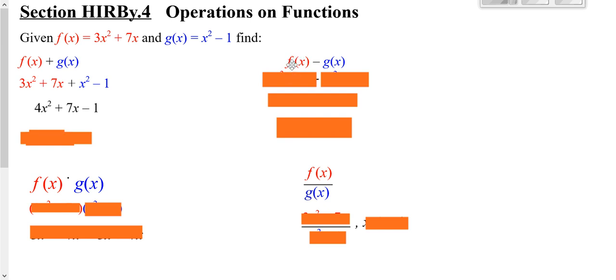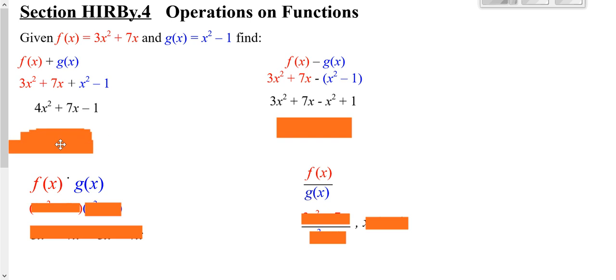Over here, we're taking our red f and we're subtracting our blue g. So we'll write it that way. However, because we're dealing with subtraction and the order in which you subtract makes a difference, we need to put parentheses around our whole g function. Then we could distribute through that negative into the blue, and then we could go ahead and collect like terms. 3 of the x squareds minus 1 of the x squareds is 2 of the x squareds. Then just bring down the rest of your terms because there's no like terms.